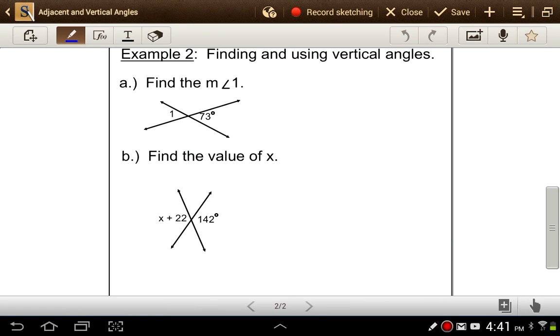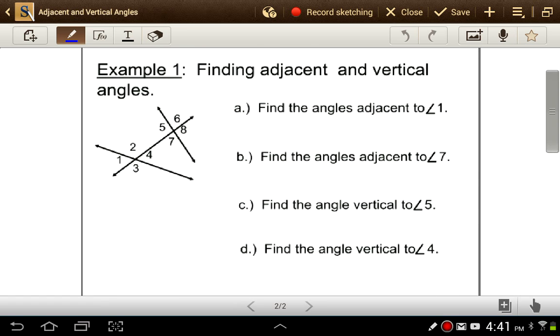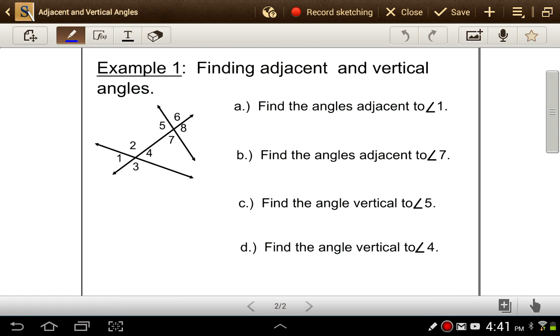In our first example, we're going to be finding adjacent and vertical angles. So all we're going to be doing is identifying them. Question A, find the angles adjacent to angle 1. So first I'm going to find angle 1, which is there. Then I'm going to find the angles that are adjacent to it. If there's one angle, the one next to it would be angle 2. That is also next to angle 1.